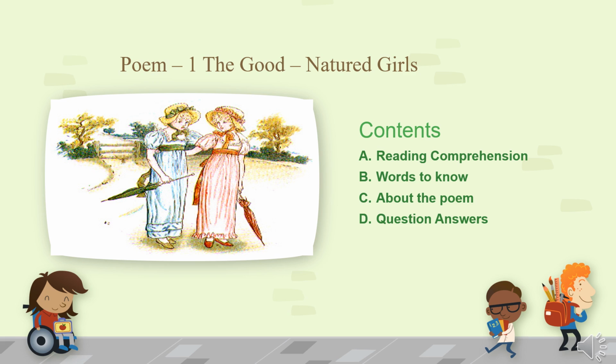Second one is words to know. As you know, there are so many words in your textbook. Moreover, there are so many words in the poem itself. Learn those words plus meaning. Then the third one is about the poem. In the textbook itself, there is a heading named about the poem. Please read and understand. The last one is question answers. There are many questions in your textbook. Learn, understand all the question answers and be ready for your exam.